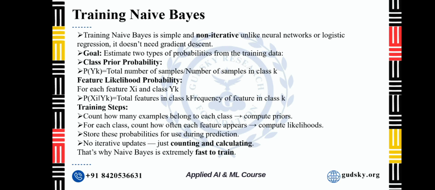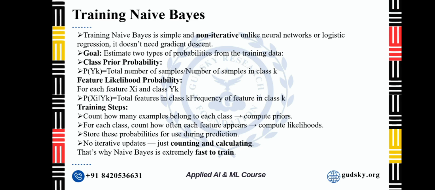And if we see the next slide, training naive Bayes. Now that we understand the types of naive Bayes models, let's see how we actually train one. The great thing about naive Bayes is that training it is simple, fast and non-iterative. Unlike other algorithms like logistic regression or neural networks, naive Bayes doesn't need gradient descent or backpropagation. Instead, it only needs to estimate probabilities from training data, which means it is basically just counting and dividing. The model learns two key types of probabilities, like class prior probabilities, which is how frequent each class is in the training dataset.